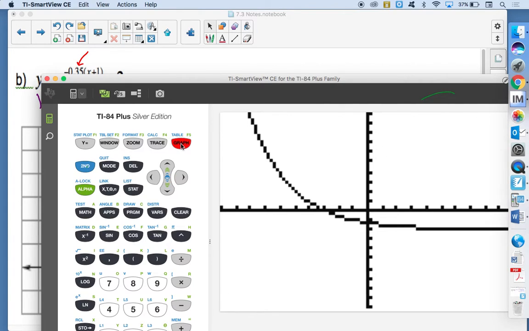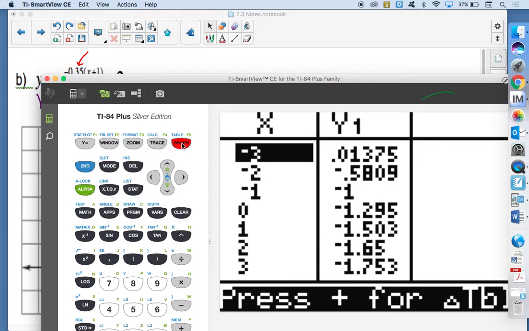So when you hit the graph button, you can see that it has translated. The down part's easy to see because usually it skims along the x-axis. But it has also shifted to the left one. So go to that table of values and get the 5 points from the table of values. So you should have, like, your negative 2 should have negative 0.5809.